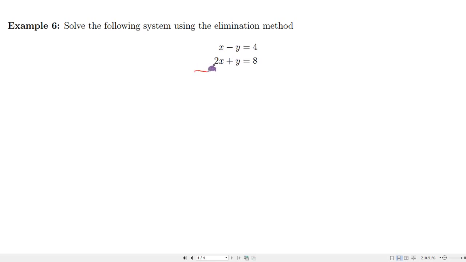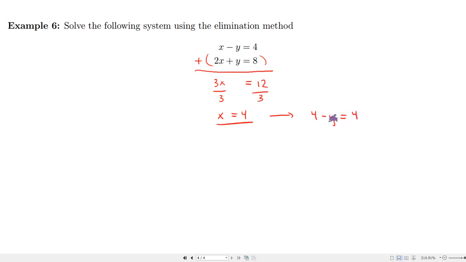So what I'm going to do is add these two equations right now. I don't actually need to do anything, and we're going to eliminate the y by doing that. So x plus 2x is 3x. The y's are gone because that's going to give us 0y, and then this will be 12, and then divide both sides by 3, and so we have x is equal to 4.